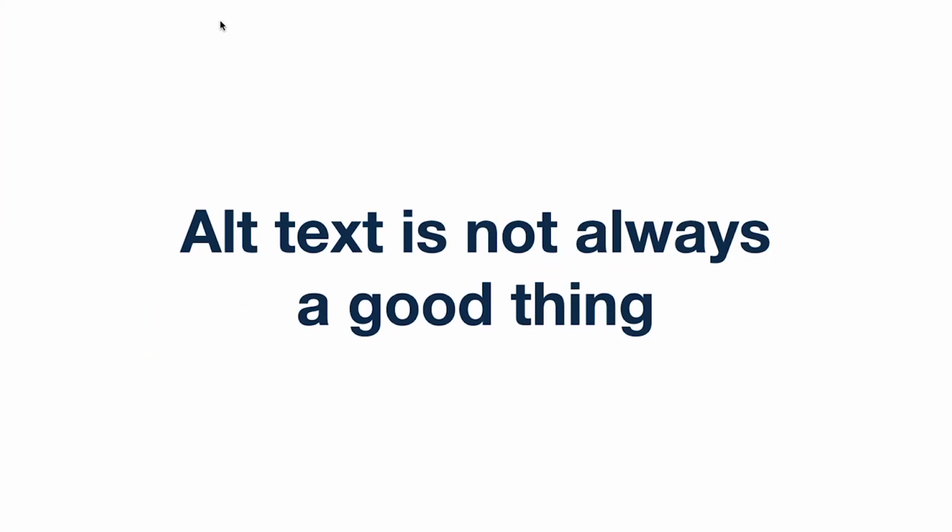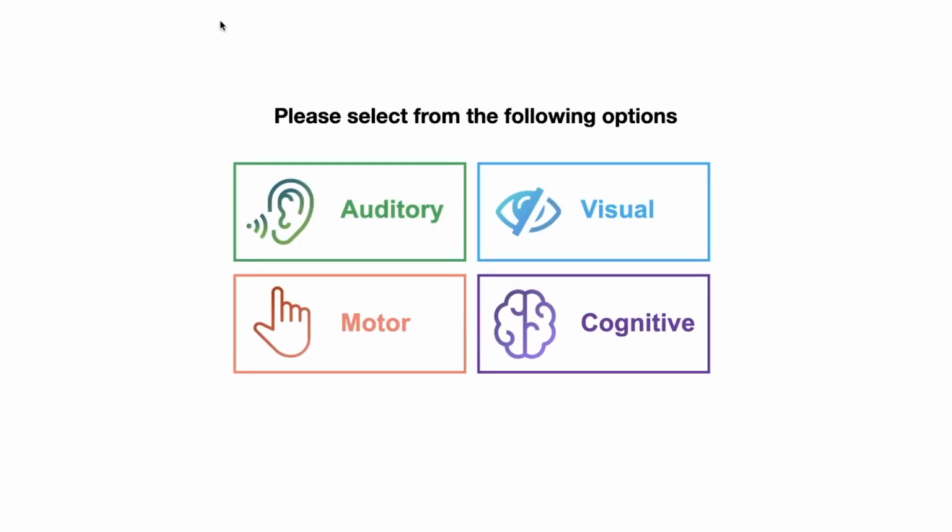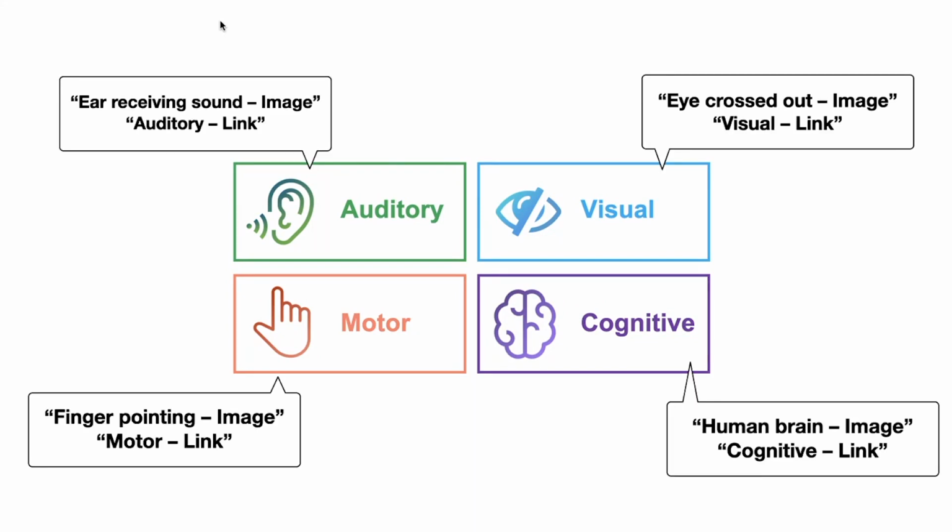But as asked by the question, why would you sometimes not do this? Why would you omit this alt text if it's so useful? Well, here's another example menu, and this is probably the most common example, where you've got a selection of 4 options, but each option has text and it has an image next to it. So you've got auditory, visual, motor, and cognitive, and each one of these has an icon. So if you were to just do the obvious thing here, you provide alt text for those images, you might put something like ear receiving sound, or eye crossed out, or finger pointing as your alt text, right? So you would just add that alt text for each one of these images.